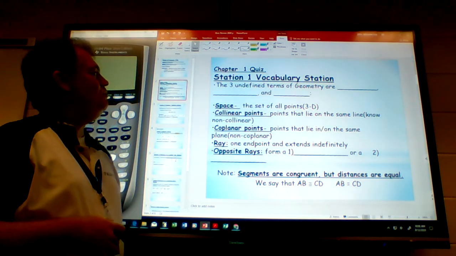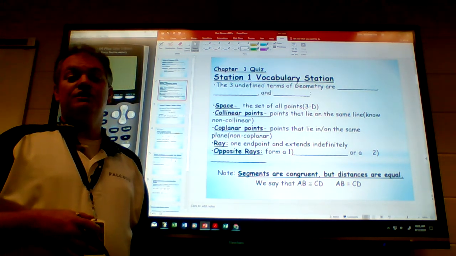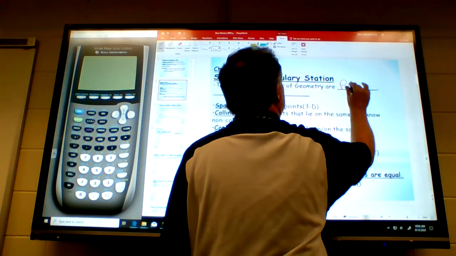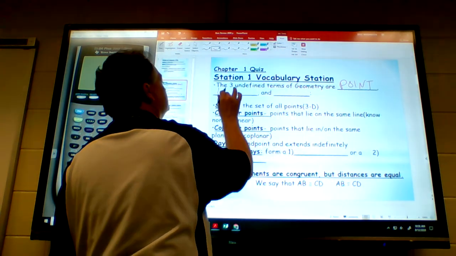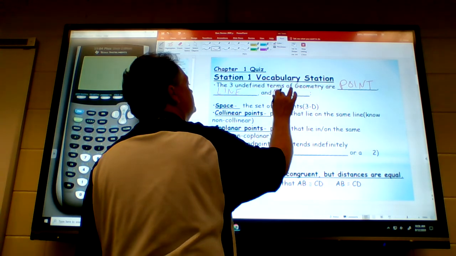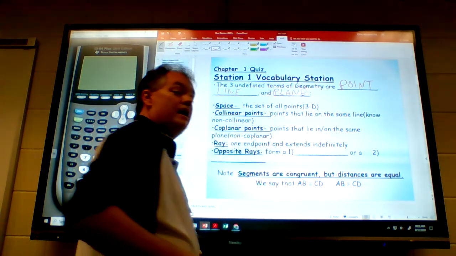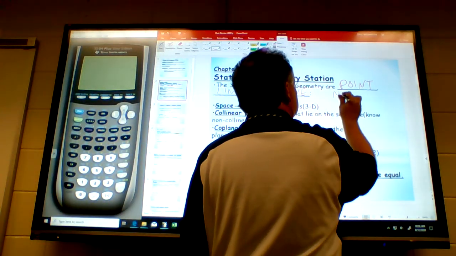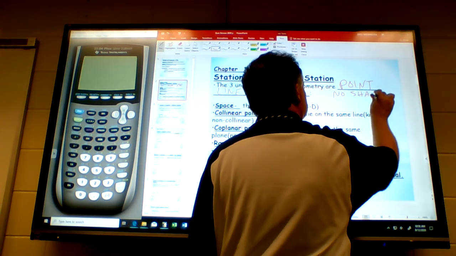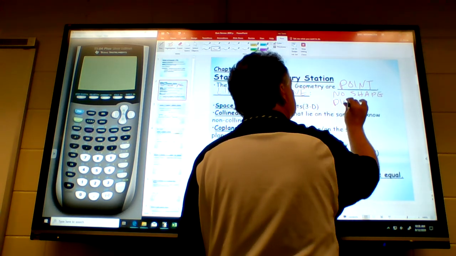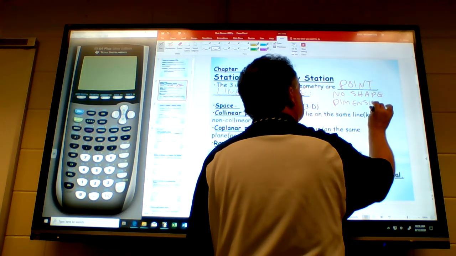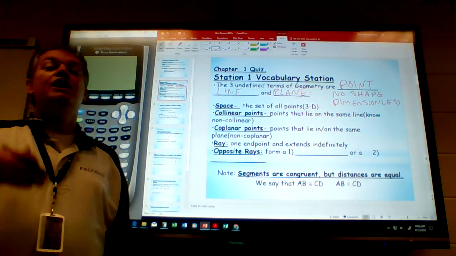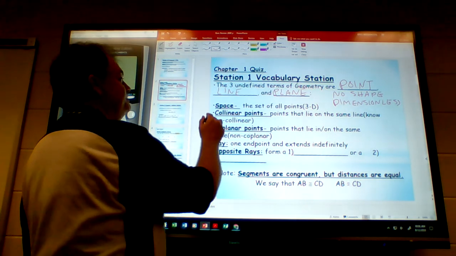All right. Question number 1. The 3 undefined terms of geometry are as follows, and this is in no particular order. The point, the line, and the plane. And the reason why they are undefined is because they have no shape. They're dimensionless. That's why.